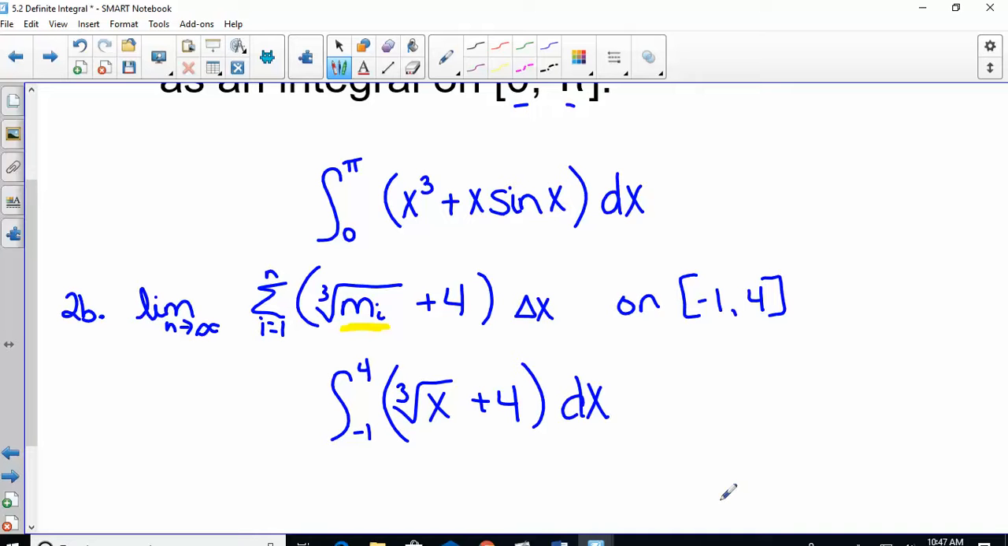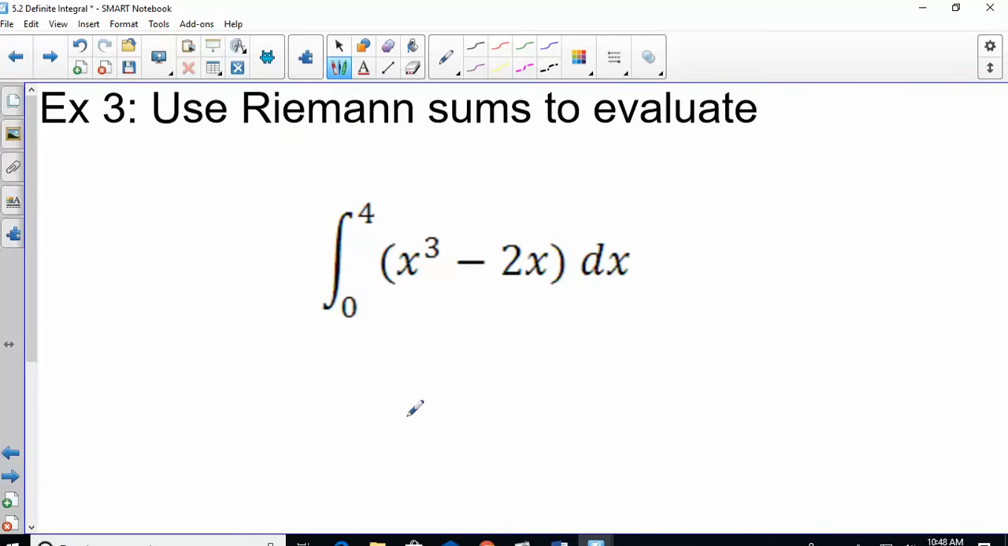Alright, so that's like the first 5 problems on your homework, just going from the limit to the integral notation. Now what I want to do is actually evaluate some of these integrals. So let's say I gave you this one. I want to use the Riemann sums like we were doing in the last section to evaluate this integral.